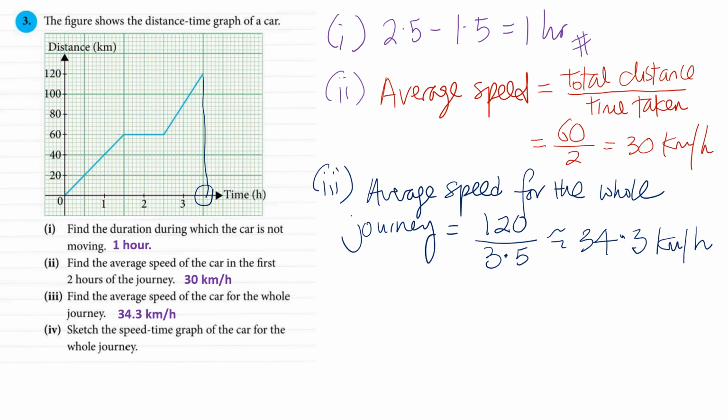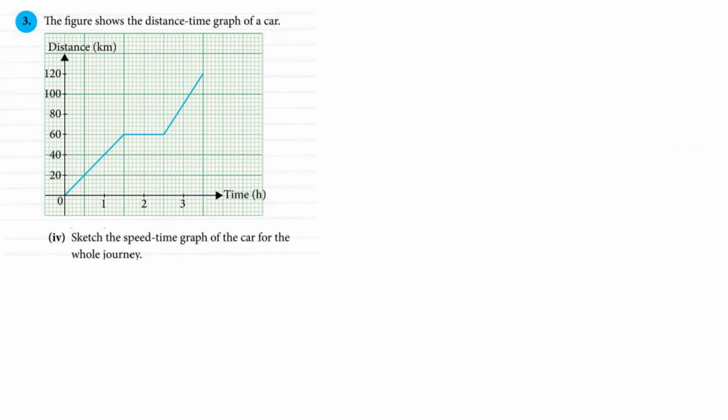All right, the last part of the question involves sketching the speed-time graph of the car for the whole journey. So we'll do it at the next slide. To sketch the speed-time graph of the car for the whole journey, we would have to find the speed at the different timings. There are three different timings.